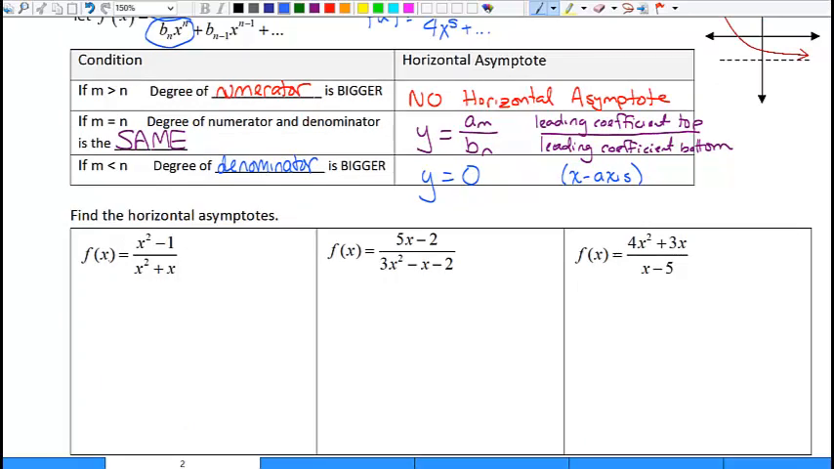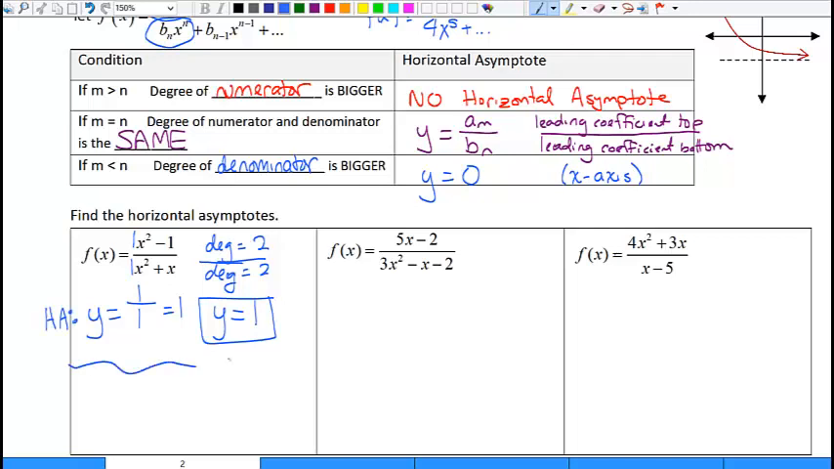Looking at my first problem, f of x equals x squared minus 1 over x squared plus x. The degree in the top is 2. The degree in the bottom is 2. So comparing the 2 and the 2, is the top one bigger, the bottom one bigger, or are they the same? Well, in this case, they're the same. So we're looking at the middle case. My answer will be y equals the leading coefficient, which in this case happens to be 1, over the leading coefficient of the bottom, which happens to be 1. So 1 over 1 is 1, so my horizontal asymptote is y equals 1.